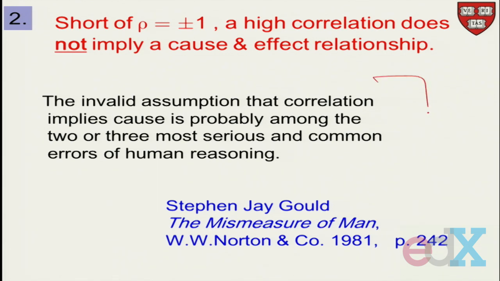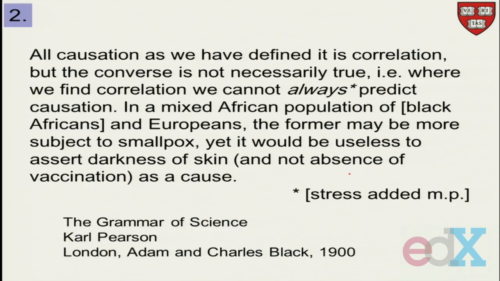here's the way Stephen Jay Gould stated it. He said, the invalid assumption that correlation implies cause is probably among the 2 or 3 most serious and common errors of human reasoning. In fact, Pearson said the same thing when he first introduced this, way back in 1900. He said, all causation, as we have defined it, is correlation, but the converse is not necessarily true. Where we find correlation, we cannot always predict causation. So this has been well established.